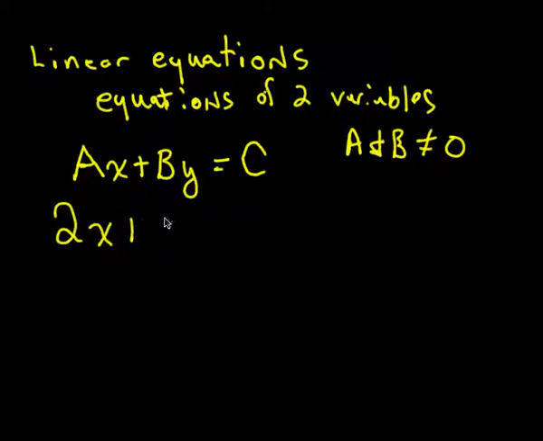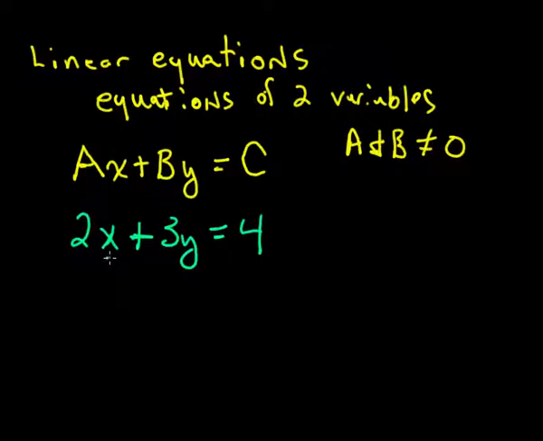So let me change color here as I give an example of a linear equation. So this is a linear equation: 2x plus 3y equals 4. We have two variables, x and y. Our constants a and b are not 0. And so this matches the definition of a linear equation.